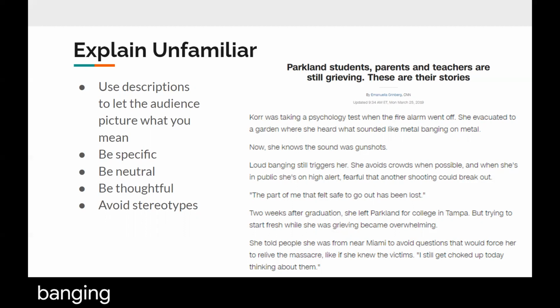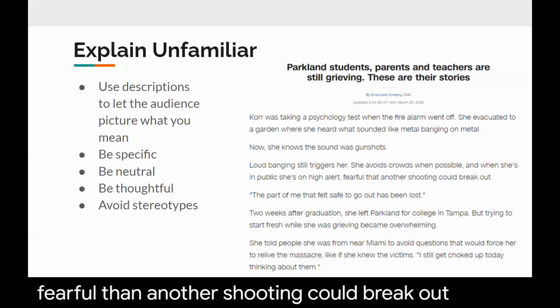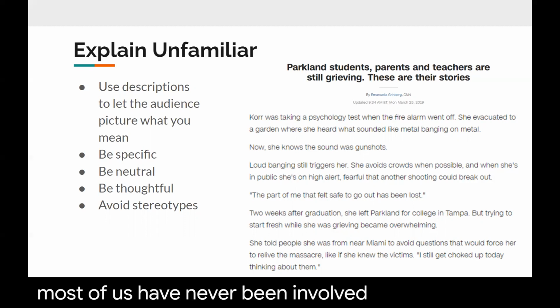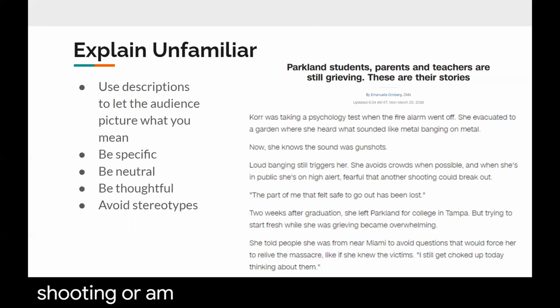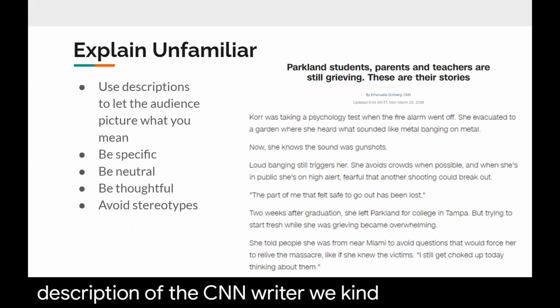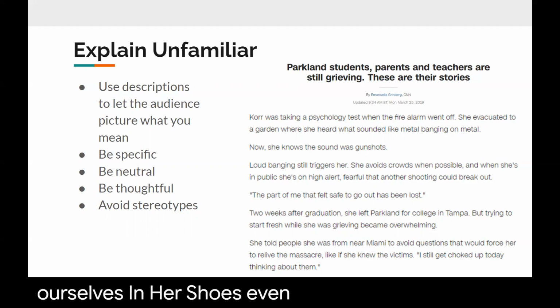Loud banging still triggers her. She avoids crowds when possible, and when she's in public, she's on high alert, fearful that another shooting could break out. Do you have a sense of what the survivor is going through? Most of us have never been involved in a school shooting or a mass shooting and don't really know what that experience is like. But thanks to the description of the CNN writer, we can put ourselves in her shoes even for a moment, which makes us relate to her and makes that information jump off the page a little bit more.